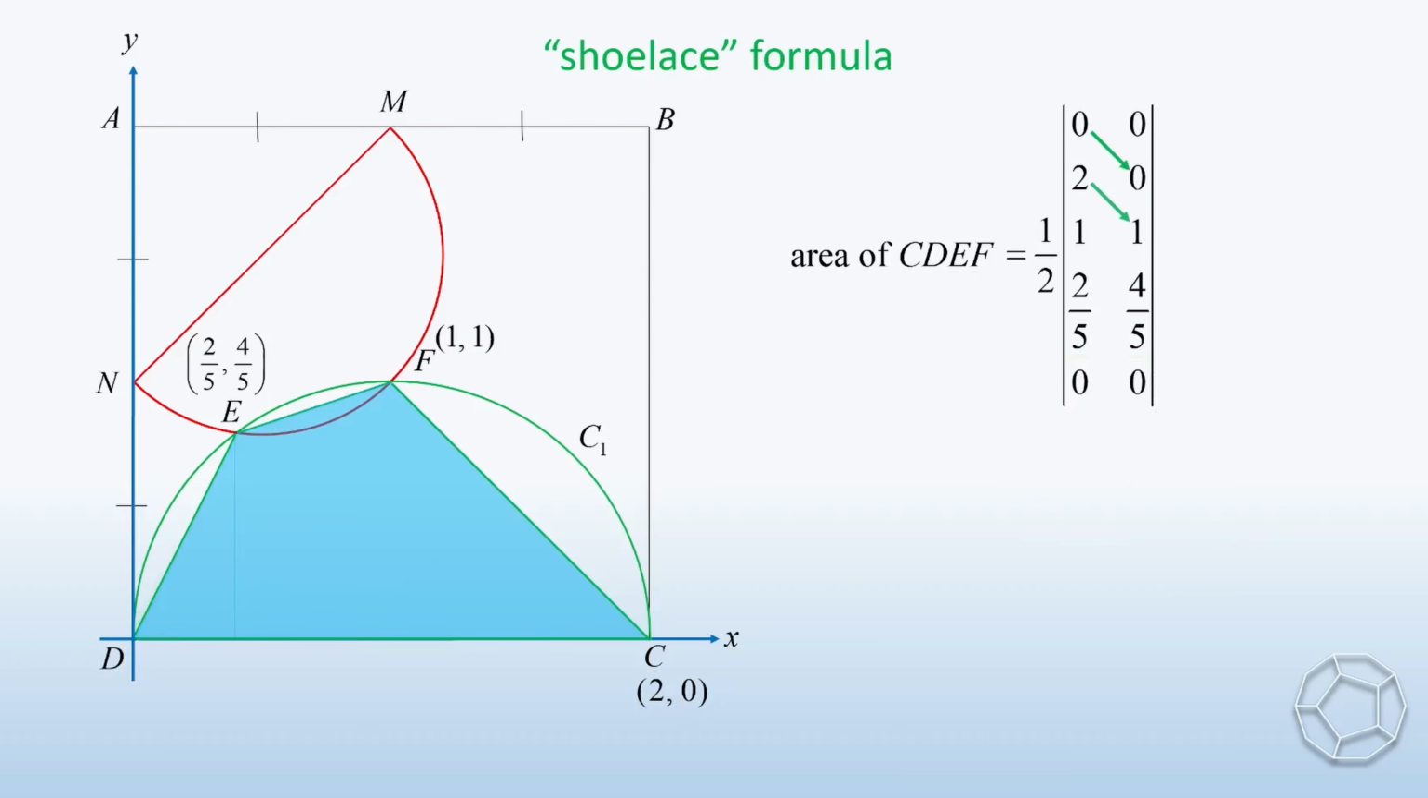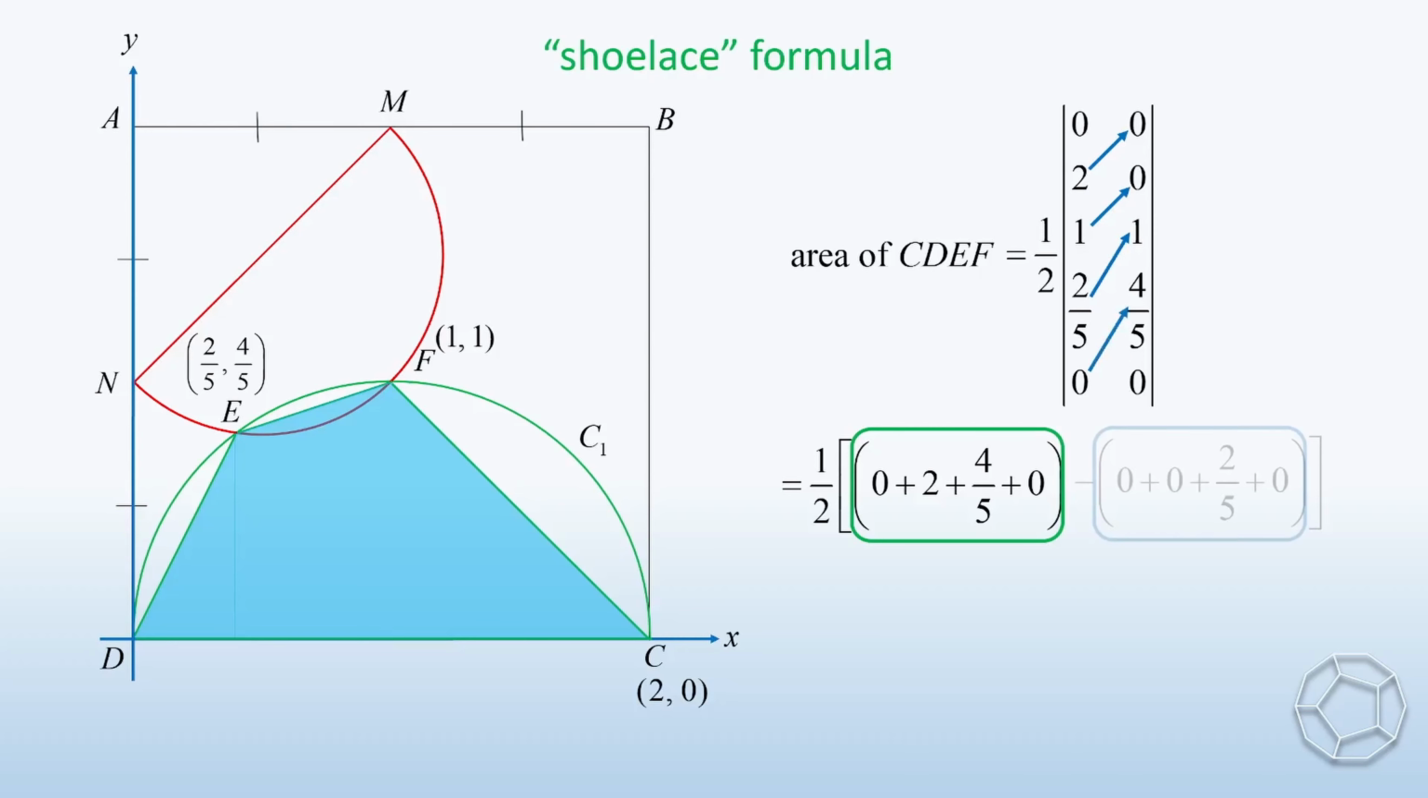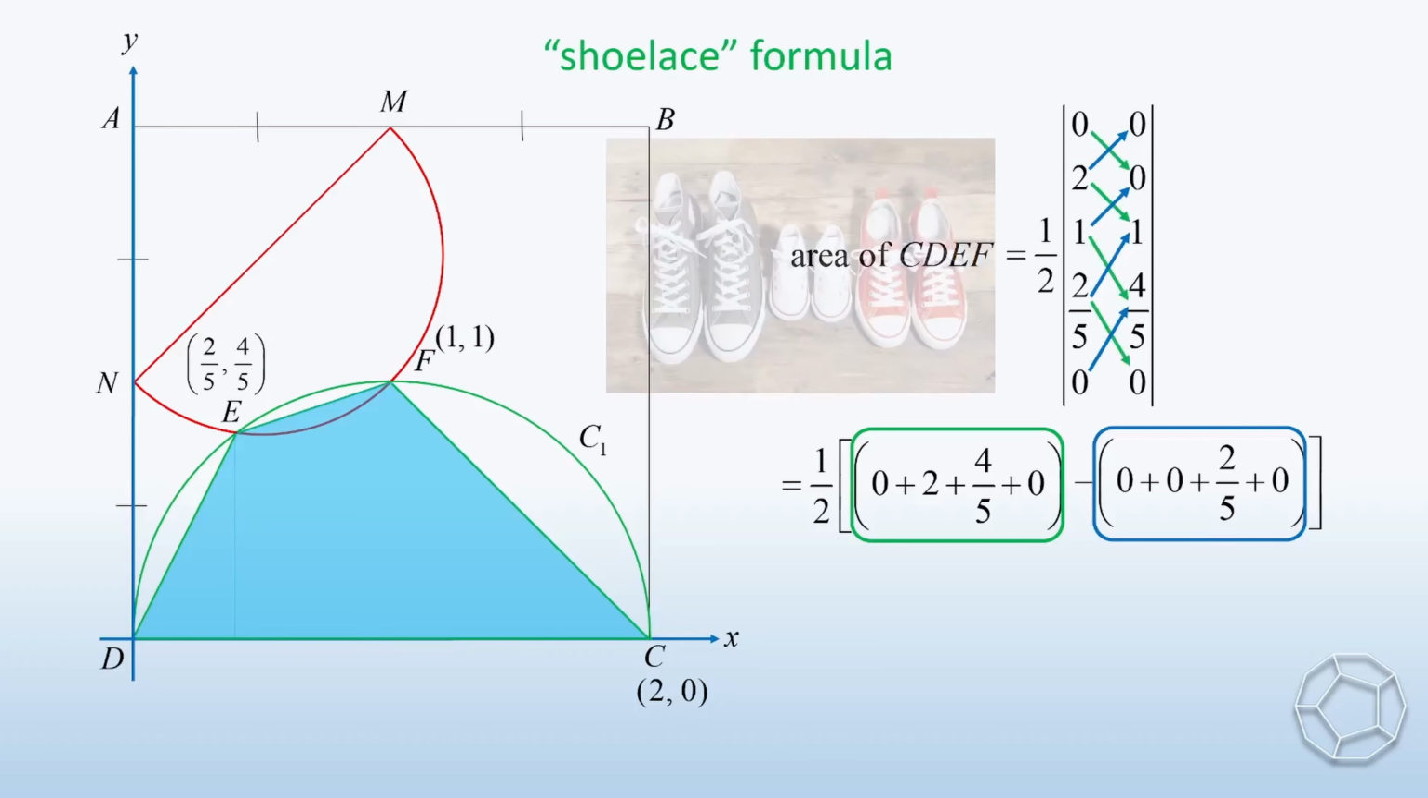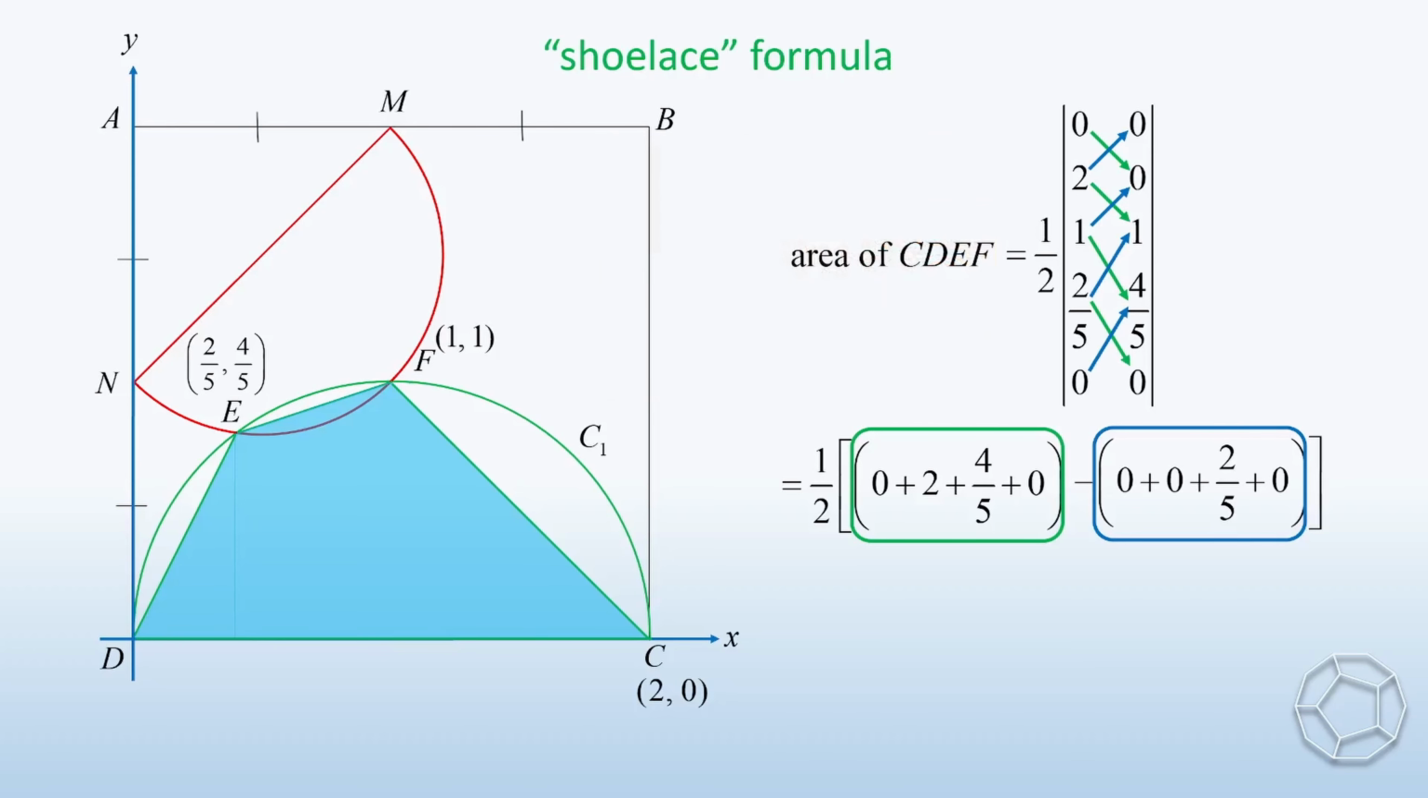Referring to the green arrows, we multiply the terms like this, and then add them up. Next, we do the same for the blue arrows. They are in another direction, so we put a negative sign in the front. Does it look like a shoelace? Because there are so many zeros, we can get the answer in a much more effective way. Of course, the area of CDEF is equal to 6/5.